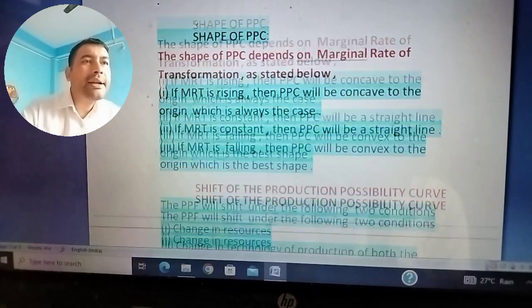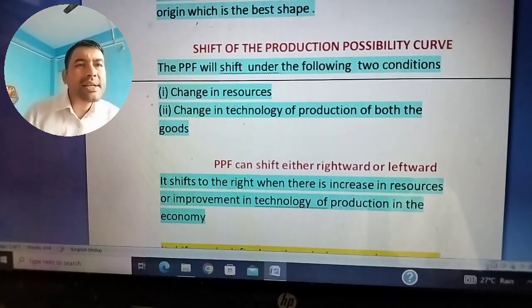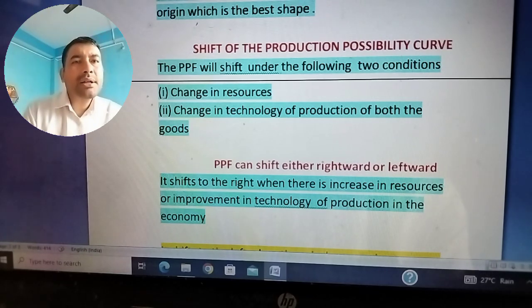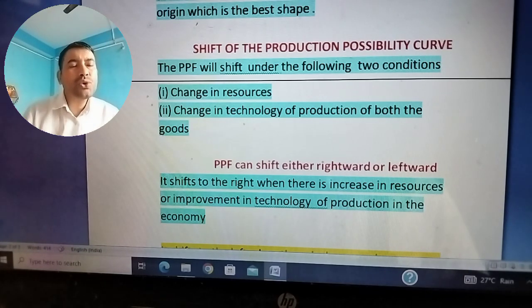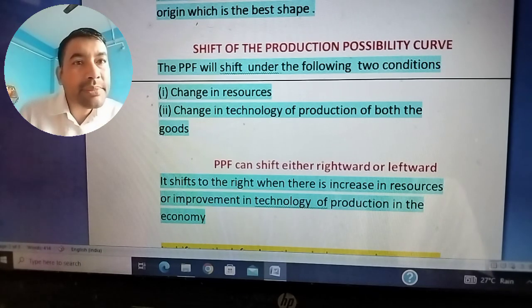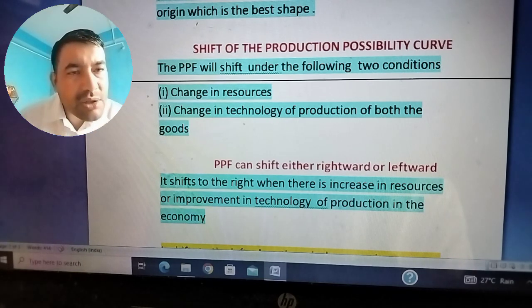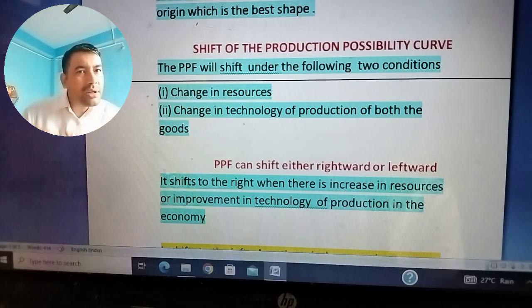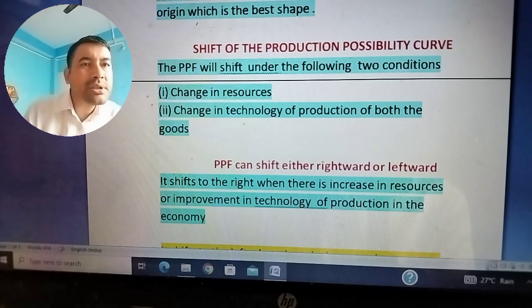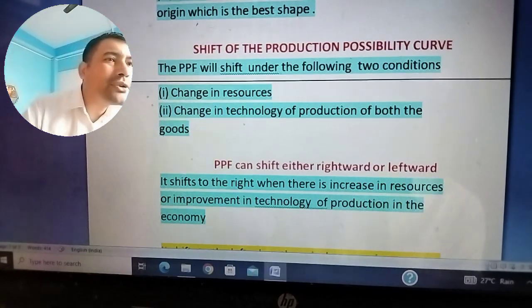And lastly, the shift of the production possibility curve. The PPF will shift only under the following two conditions. Number one is change in resources, and number two is change in technology of production of both the goods. When the amount of resources changes, or when the technology of production changes, then the production possibility curve will shift either to the left or to the right. That is very important.